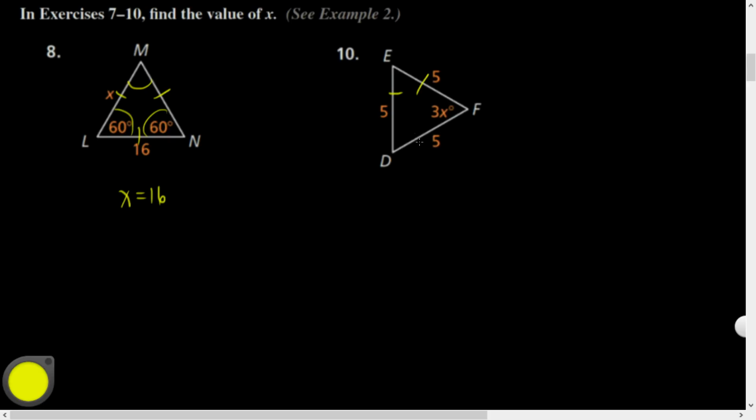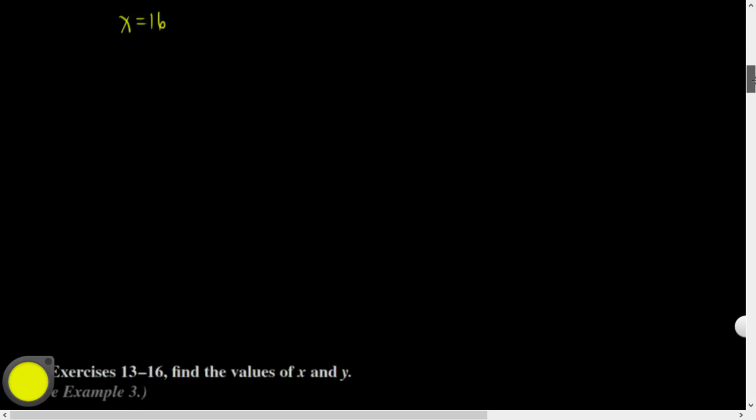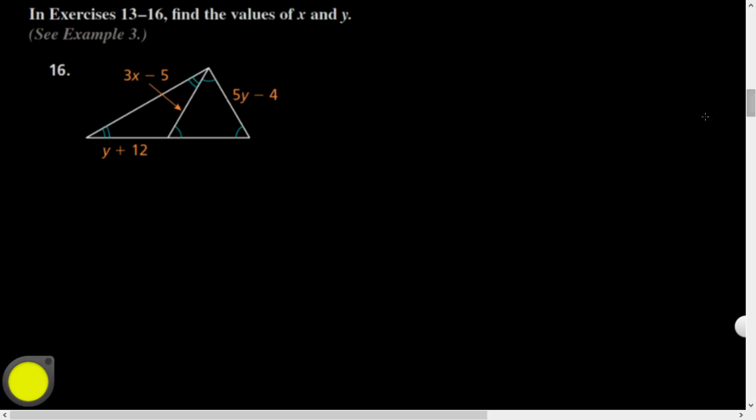Here, the corollary of the base angles theorem says that if it's equilateral, then it's also equiangular. So I know that all three of these angles add up to 180. That means 3x is equal to 60, being a third of 180, and then x is going to equal 20 degrees, or just 20. Not too shabby.